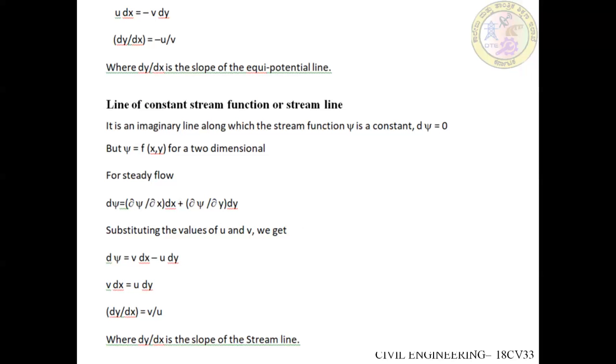It is an imaginary line along which the stream function psi remains constant. Again, psi is also a function of x and y. For a steady flow, we will get this equation. Since it is a function of x and y, we have to partially differentiate it. Substituting the values of u and v in this equation, d psi will be equal to v into dx minus u into dy. So v into dx will be equal to u into dy, and dy by dx will be equal to v by u, where dy by dx is called the slope of the streamline.